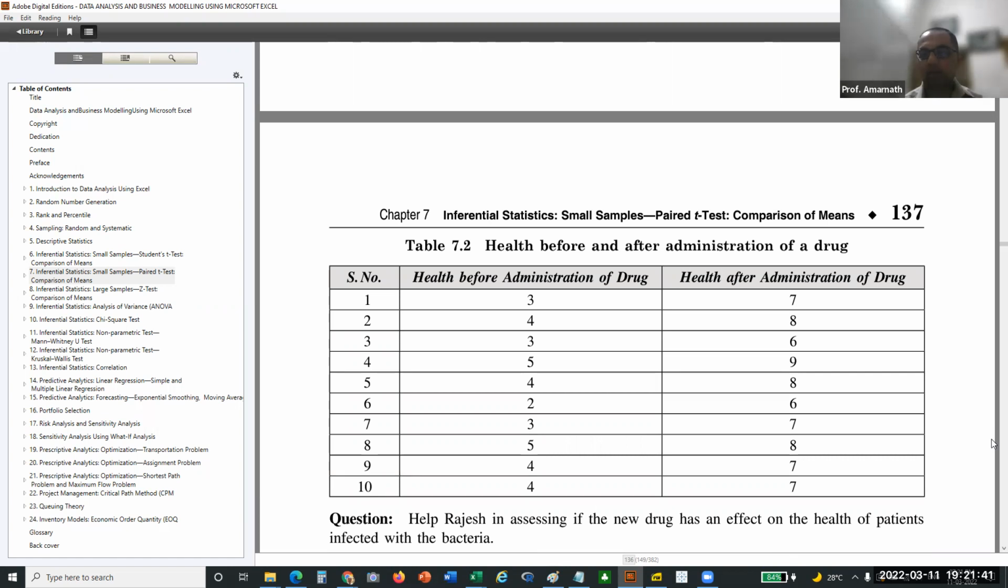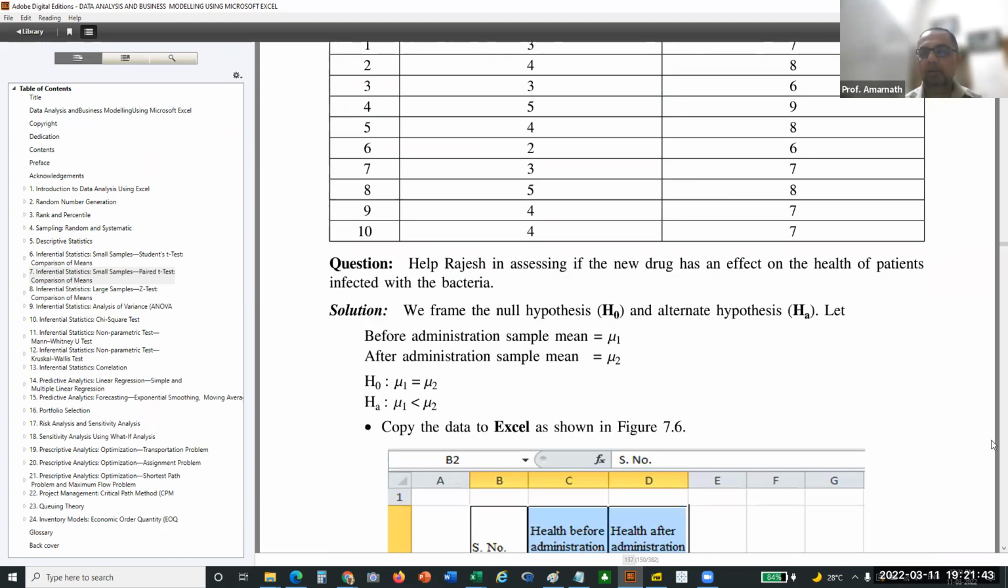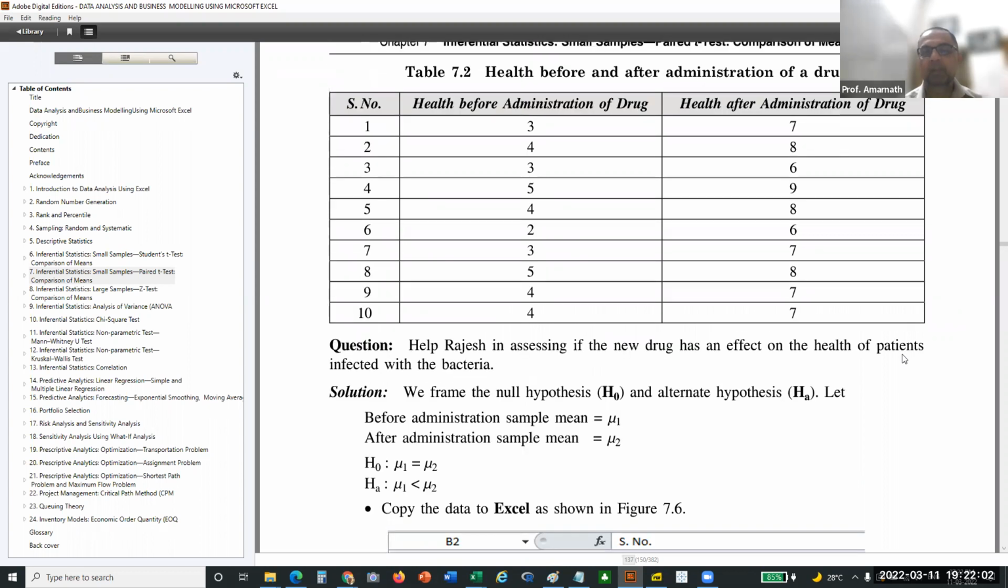The only thing is you have to enter this data. I think I have not given it. They are different from this: the first one is mu1 is equal to mu2, the second one is mu1 is less than mu2. The question posed is, help Rajesh in assessing if the new drug has an effect on the health of patients infected with the bacteria.